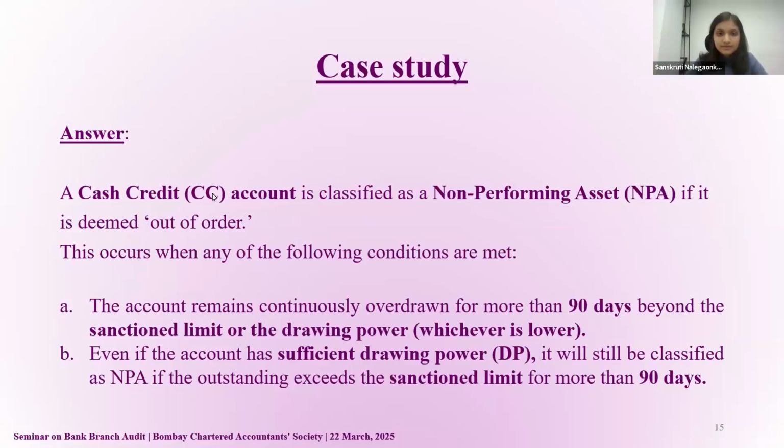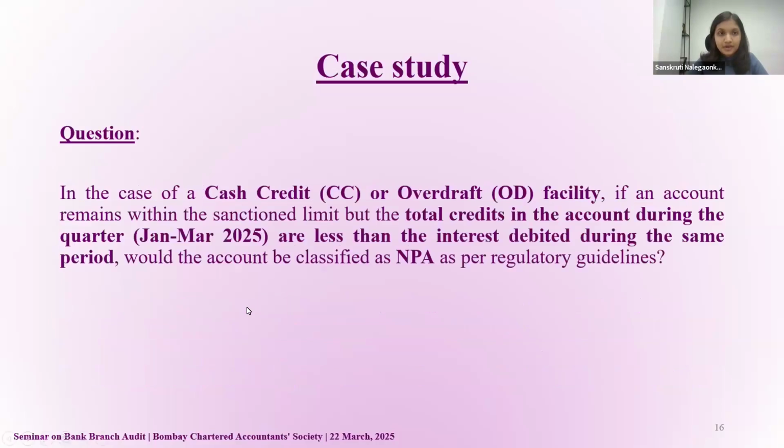Second case study is: in case of a cash credit or overdraft facility, if an account remains within the sanction limit, but the total credits in the account during the quarter January to March 2025 are less than the interest debited during the same period, would the account be classified as NPA as per the regulatory guidelines? Yes.